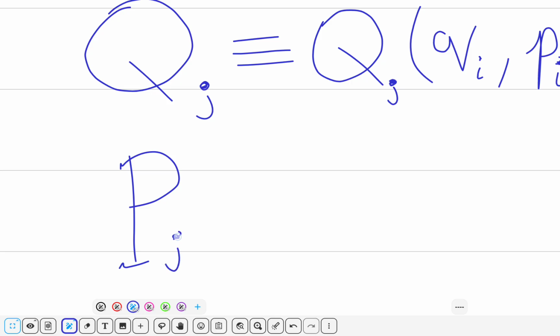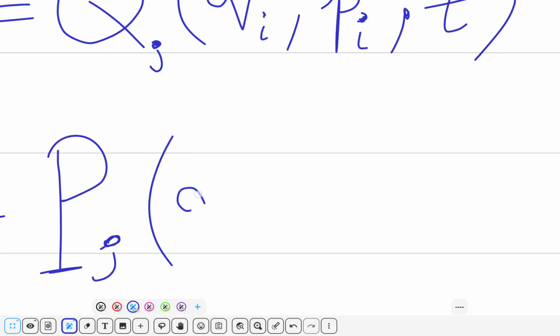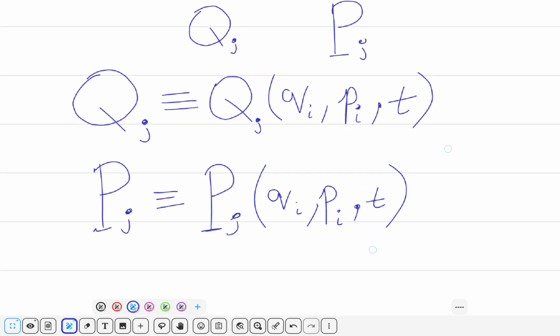Then this coordinate will also be some function of the old ones. So basically it may have all of these q1, q2, q3. I want to write this.